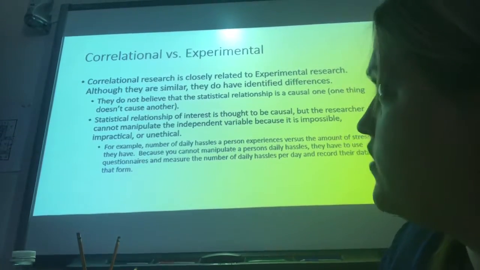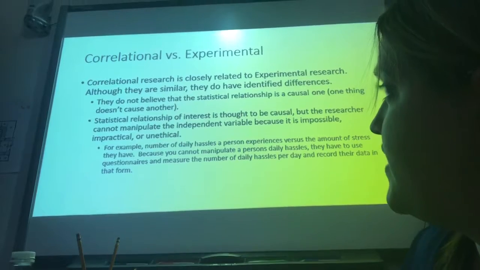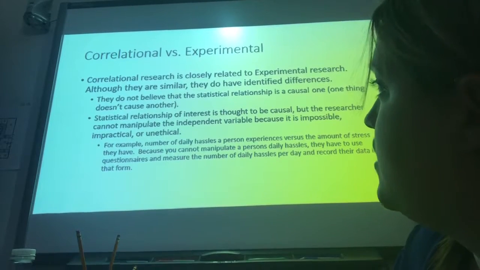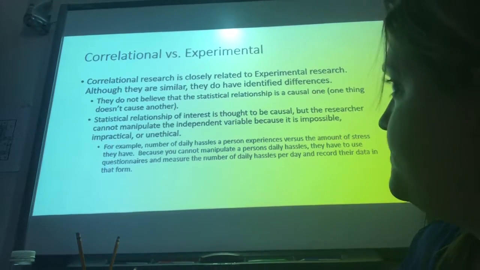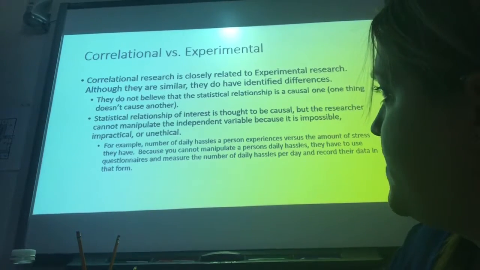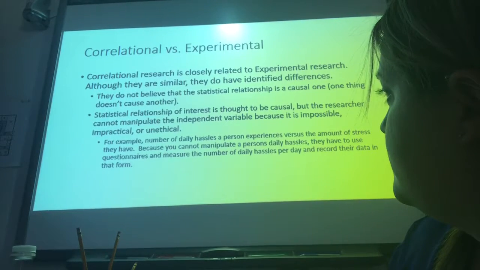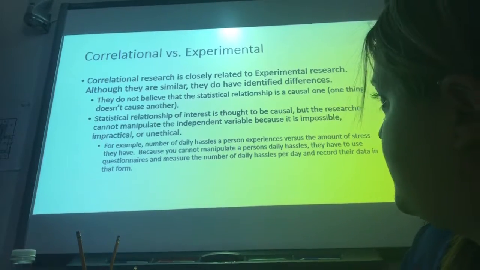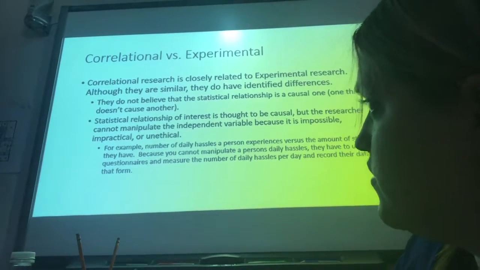Since correlational and experimental are linked but different, I did want to put a couple of things in here about correlational research. It is closely related to experimental research. They are similar, but they do have identified differences, which we have talked about. Correlational research does not assume that the statistical relationship is a causal one, which means one thing doesn't cause another. The statistical relationship of interest is thought to be causal, but the researcher cannot manipulate the independent variable because it is impossible, impractical, or unethical.